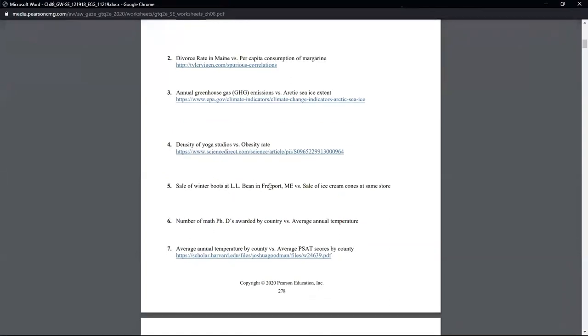Sale of winter boots at LL Bean in Freeport, Maine versus the sale of ice cream cones at the same store. Now, some people would say these two things have nothing to do with each other. I'm going to say it's causal, though. I'm going to say that one is affecting the other.